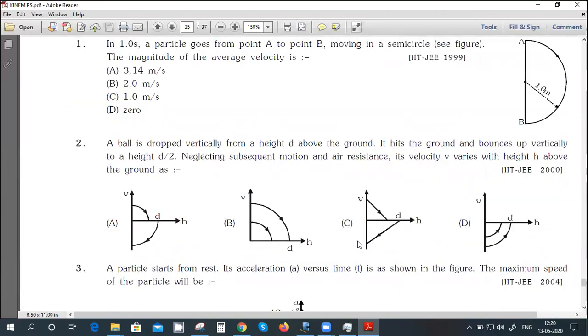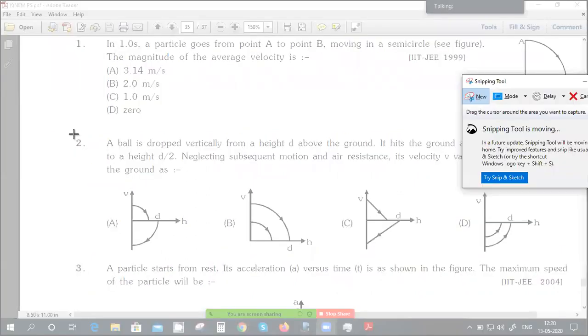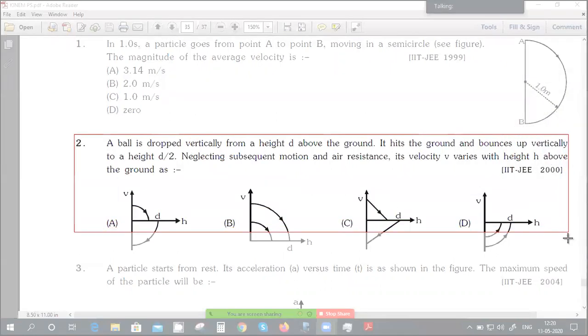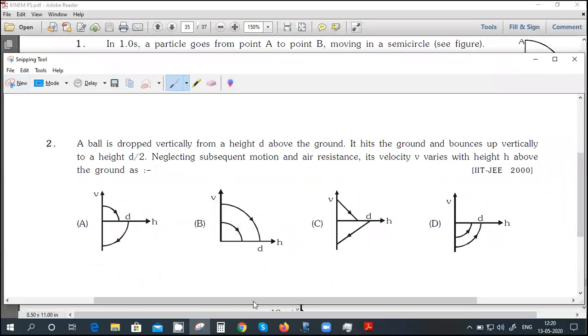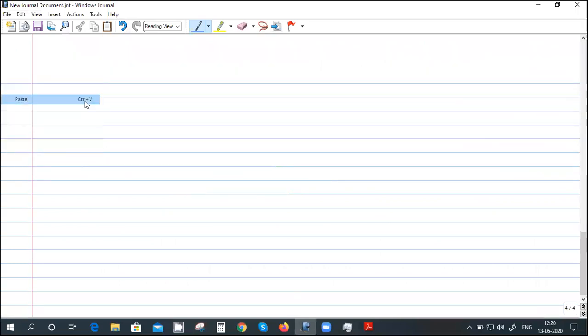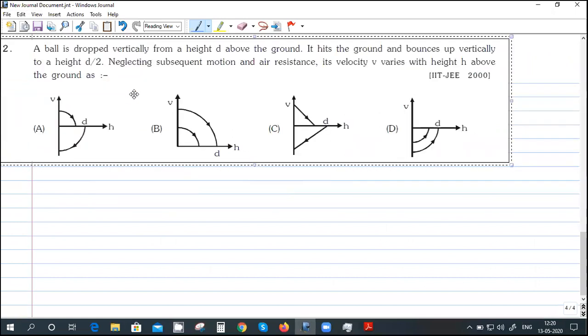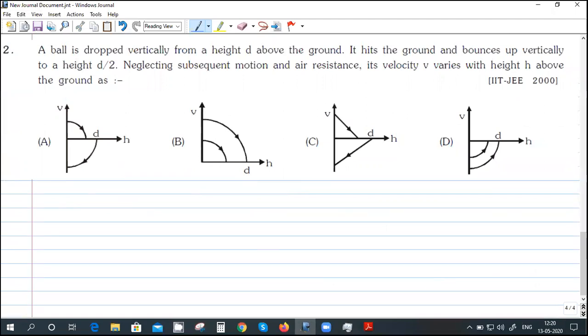Okay, a ball is dropped from a height of D above the ground. This is medium type. Try this one.